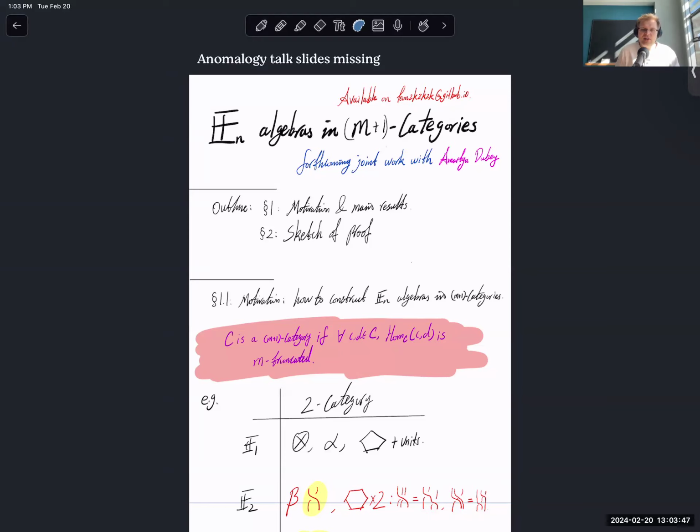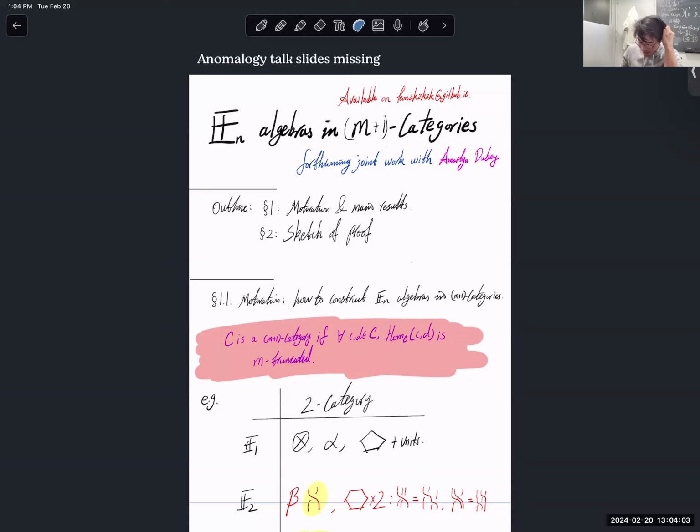I guess it's based on your recentish paper or related to it. Yes, it is. On EN algebras in M+1 categories. So take it away when you're ready. Well, thank you all for coming.